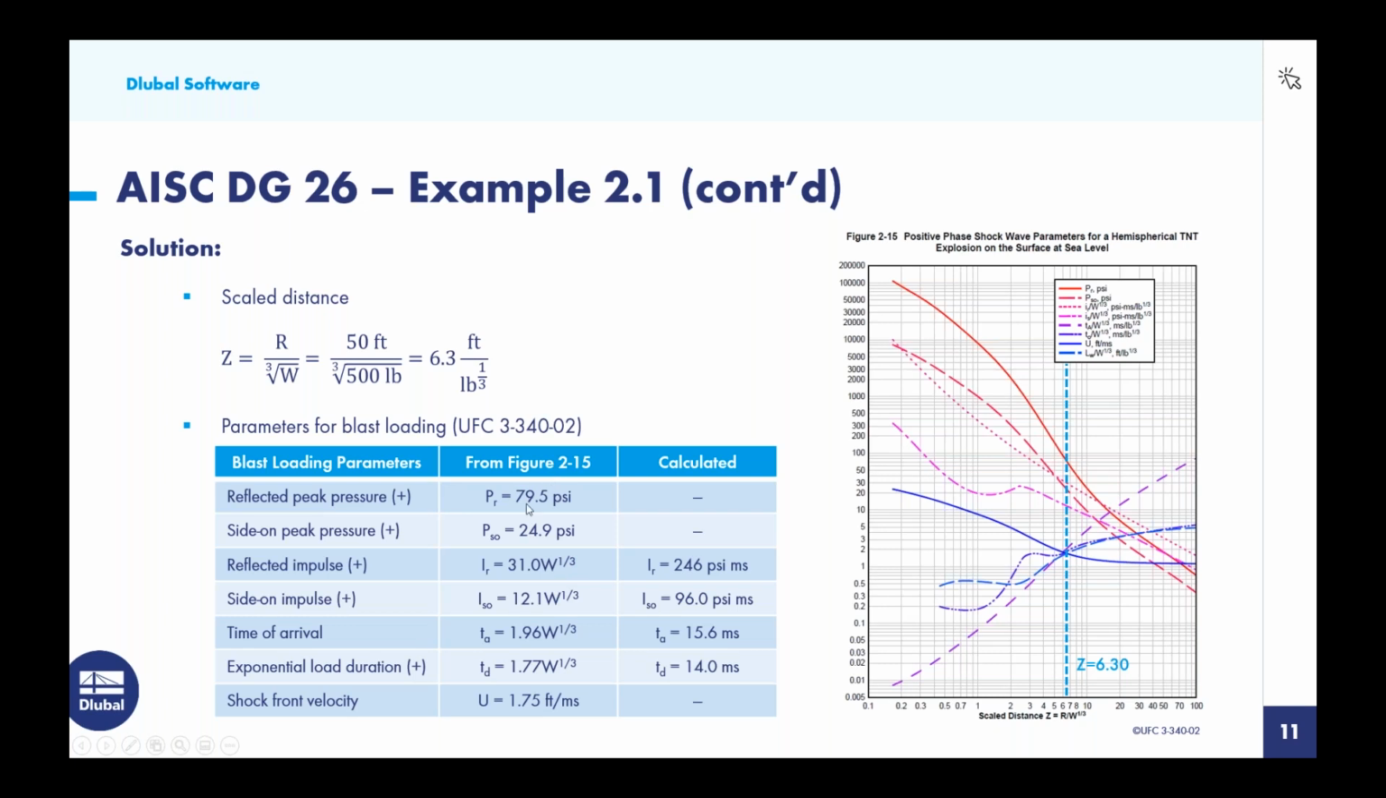From figure 2-15, we can see here the reflected peak pressure, the side-on peak pressure, reflected impulse, side-on impulse, and so on. Now, some of these are still dependent on the charge weight, so it requires one step further to calculate that. It's quite easy. And then we get all of our calculated values here. So this figure can be extremely helpful when we want to solve for these air blast parameters.